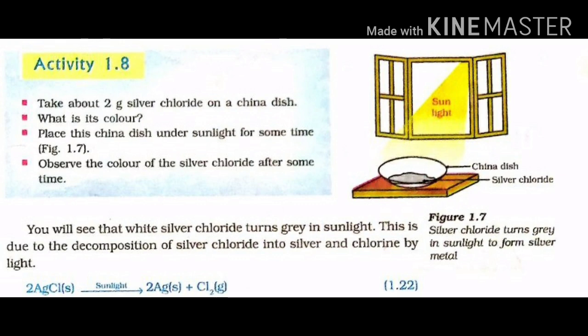Observe the color of the silver chloride after some time. You will see that white silver chloride turns gray when placed under sunlight. This is due to the decomposition of silver chloride into silver and chlorine. The equation for this reaction is 2AgCl when placed under sunlight gives 2Ag plus Cl2.